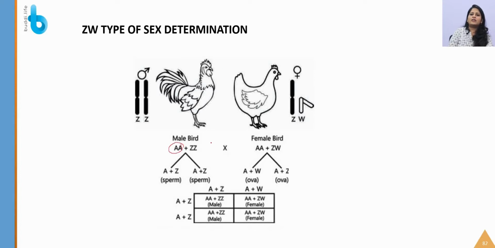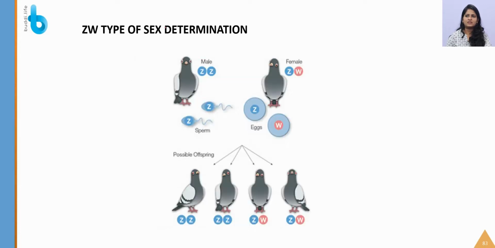So here in birds, the females are heterogametic, whereas the males are homogametic. You can see again the same mechanism is being followed. A is just for autosomes, you need not confuse with that. Again, ZZ and ZW. If Z with Z crossing, it is male. Z with W crossing, it is female.